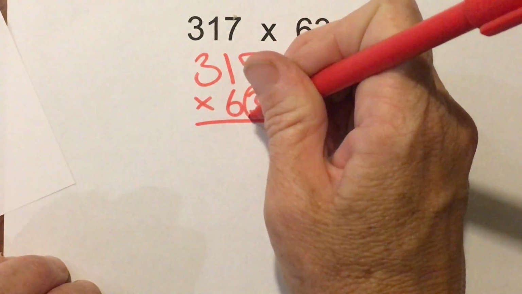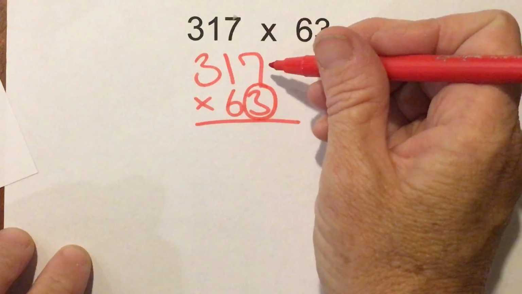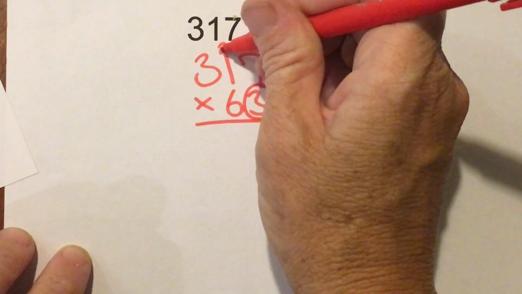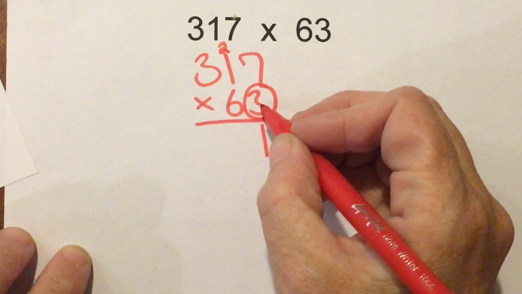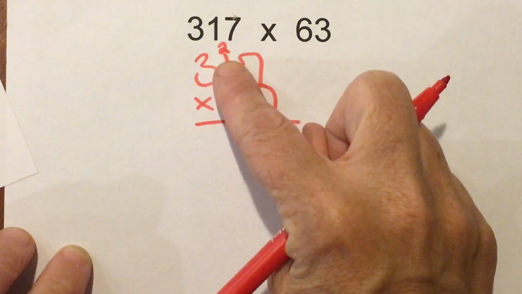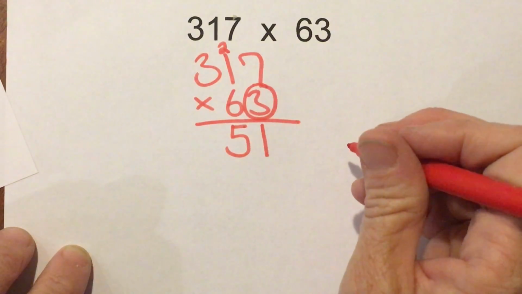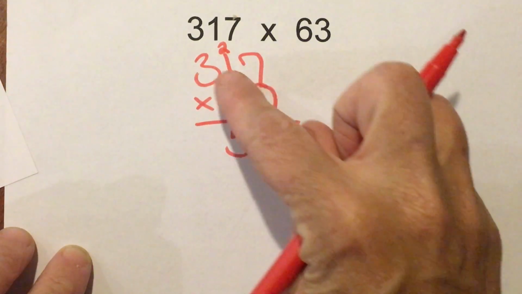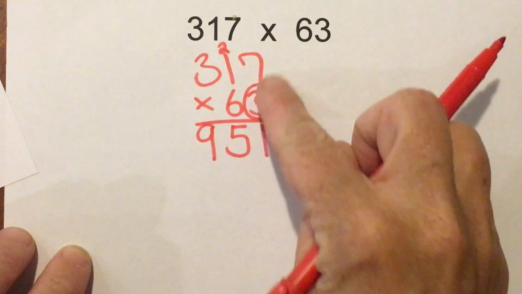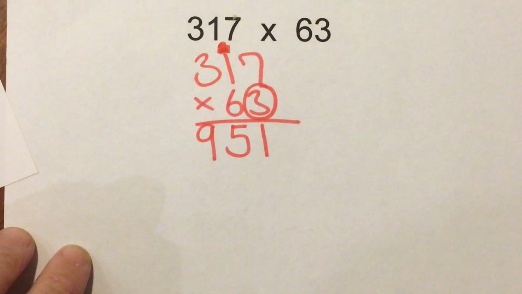Okay, I always start here. So I have 3 times 7 is 21. I'm going to put a 1 and carry my 2. 3 times 1, and notice where I go next. 3 times 1 is 3, plus 2 is 5, and there's nothing to carry. 3 times 3 is 9. So I went to each one. I'm going to cross that off because I'm done with it.